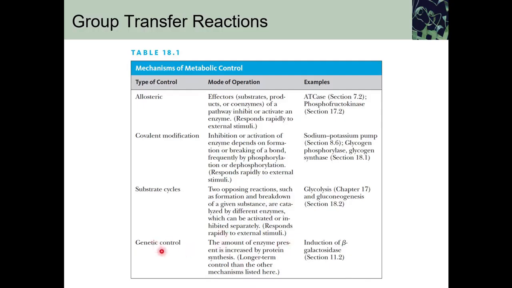And lastly, the genetic control. The amount of enzyme present is increased by protein synthesis. This is a longer-term control than the other mechanisms that are listed here. We've encountered one of these examples, like induction of the beta-galactosidase and the lac operon, right? Now, hopefully you have learned a lot in our discussion about carbohydrate metabolism and the control of carbohydrate metabolism.